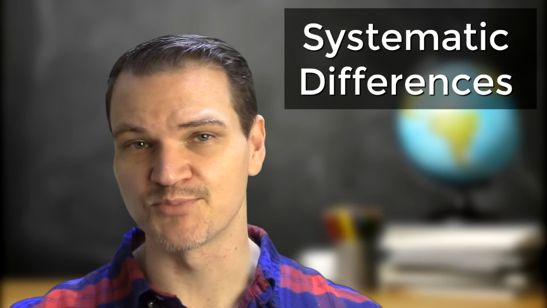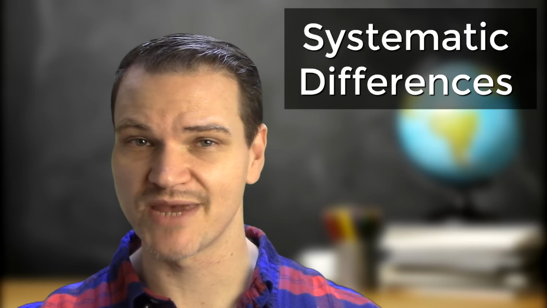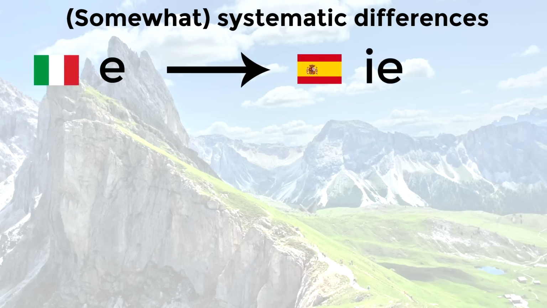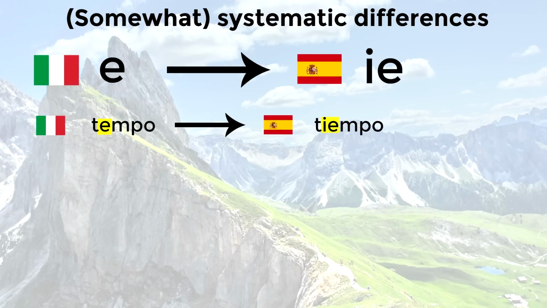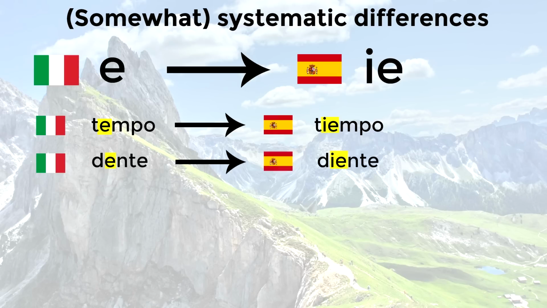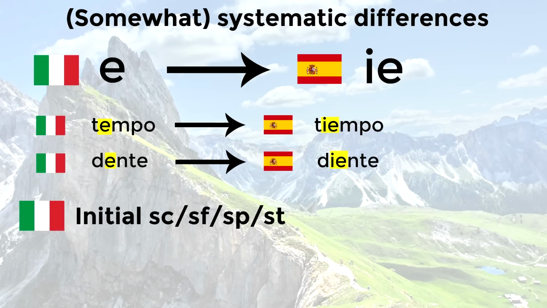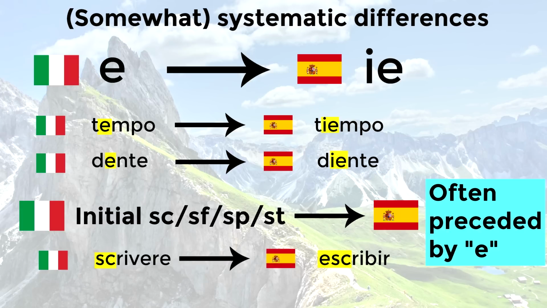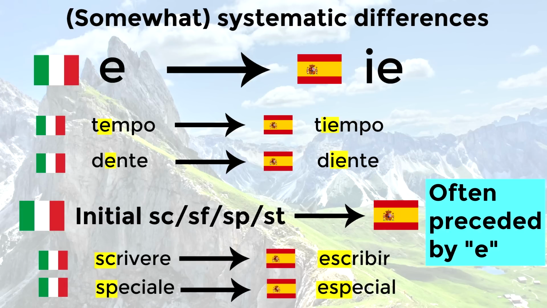Some of the differences in pronunciation and orthography between Spanish and Italian are fairly systematic. For example, E in Italian often becomes IE in Spanish. For example, tempo becomes tiempo, dente becomes diente. And when in Italian you have SC, SF, SP, or ST at the beginning of a word, in Spanish these are often preceded by an E. For example, scrivere in Italian becomes escribir in Spanish, and speciale in Italian becomes especial in Spanish.